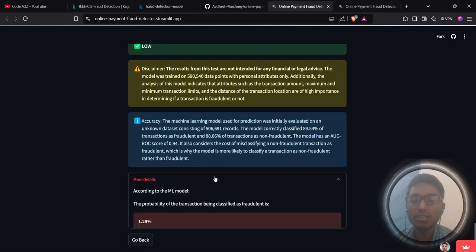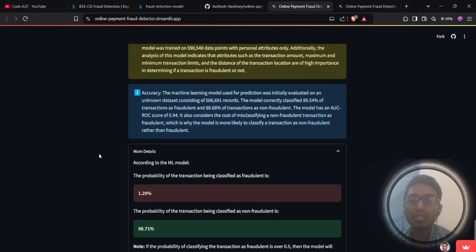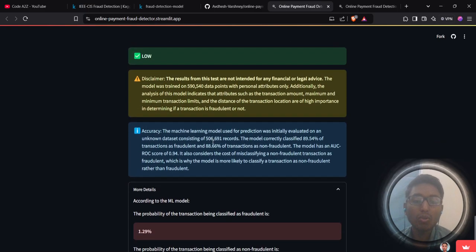If you want to see the probability from the model, you can see 1.29% is the chance that this transaction is fraud, and 98.71% is the chance that this transaction is not fraud. The threshold which I have used is 0.5. I have also clarified that this model is built on a dataset of 5 lakh records. Out of 100% of the fraud transactions, 89.54% are classified correctly by the model, and out of 100% of the non-fraud transactions, 88.66% are classified as non-fraud. So the model has an AUC-ROC score of around 0.94 to 0.95. This is a very good model for detection of fraud in online transactions.